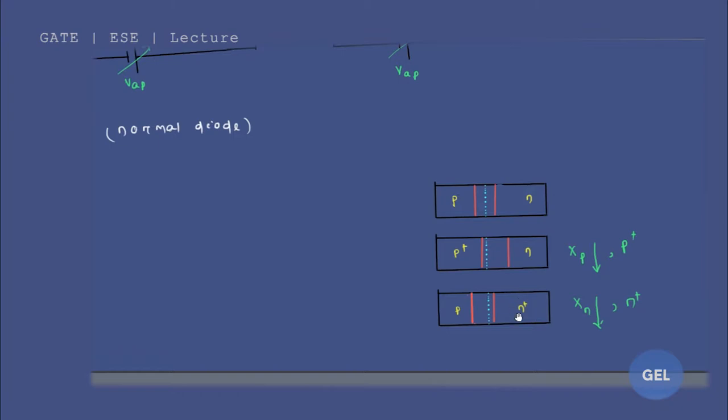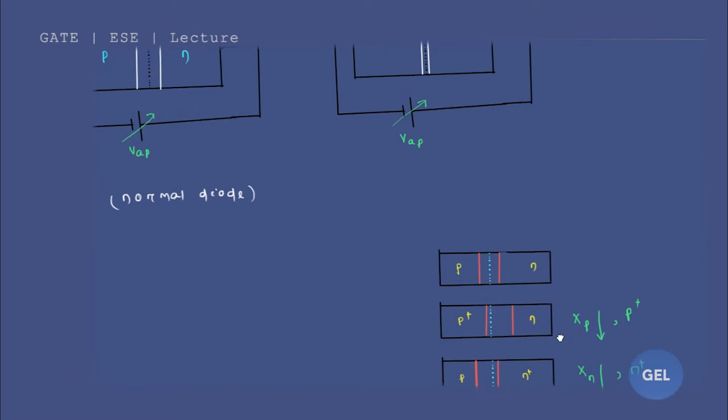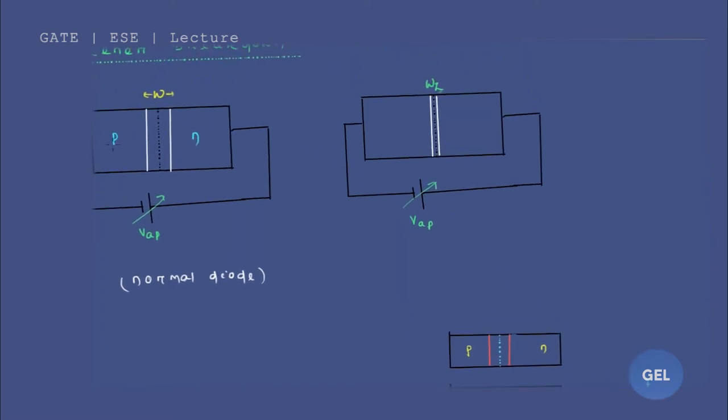If you increase the donor impurity at N type, your doping concentration, then your depletion width at this N type will decrease from the standard value. That means what we are seeing here is, if you convert this PN to P plus and N plus, then both will decrease. XP also decreases, XN also decreases, with an increase in doping concentration from P to P plus and N to N plus. Always remember, your depletion width WZ decreases compared to W. You can see here, it decreases from W.